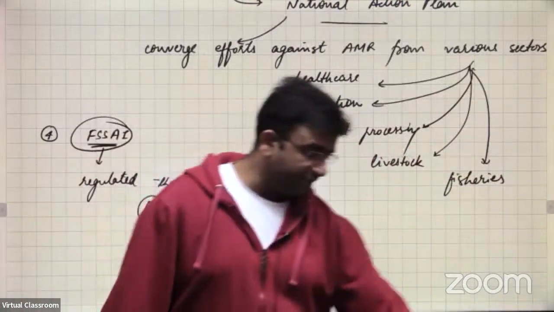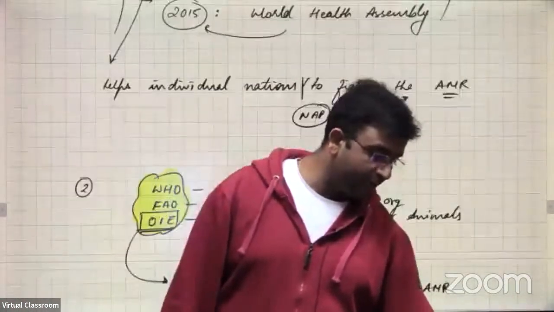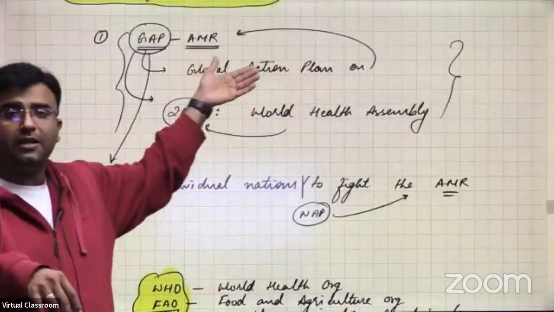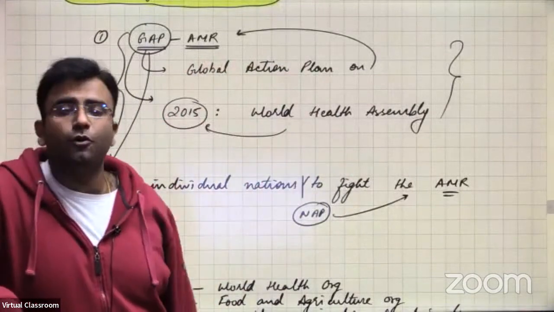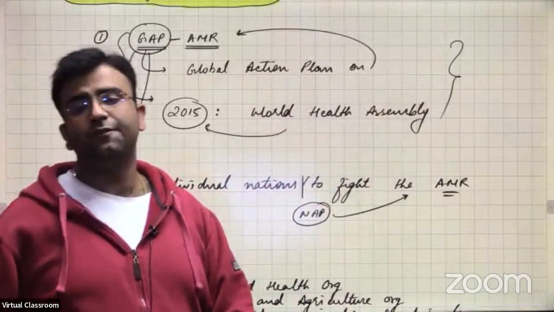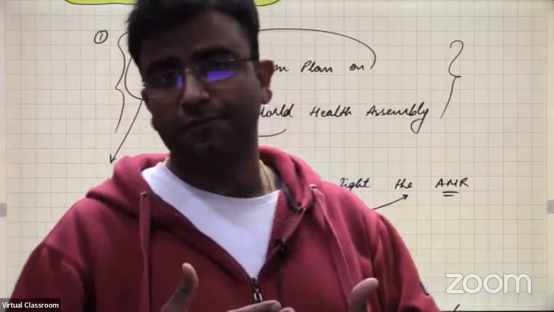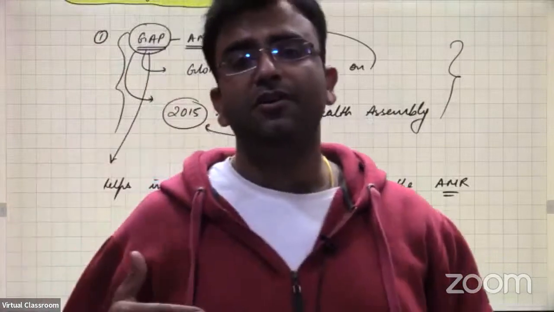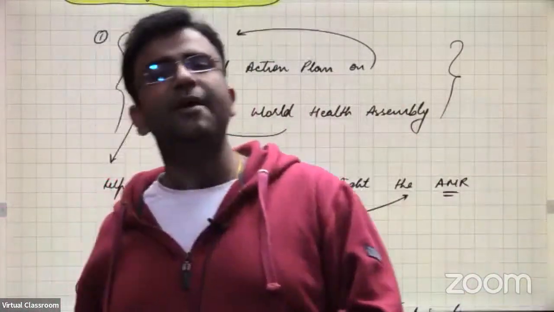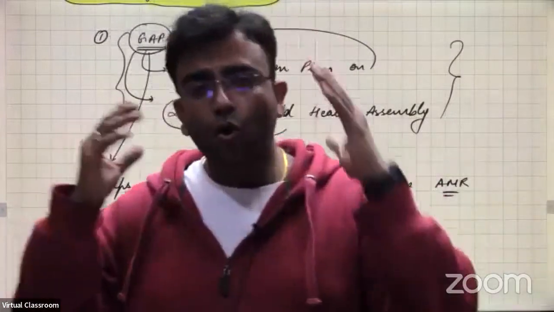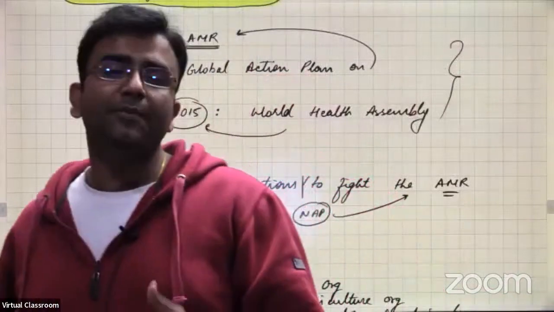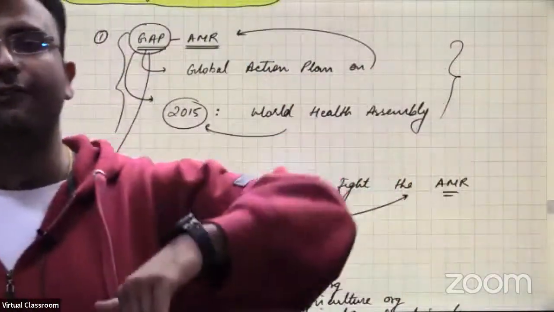This is mains oriented. So you may be asked a question, what are the efforts at global and Indian level to fight antimicrobial resistance? So you have to write about the global specific efforts and India specific efforts. You may be asked, what is antimicrobial resistance and what steps have been taken to fight it? So in that, first explain what is antimicrobial resistance and then explain all the efforts, both global as well as Indian. You may be asked, what is antimicrobial resistance, how it develops?